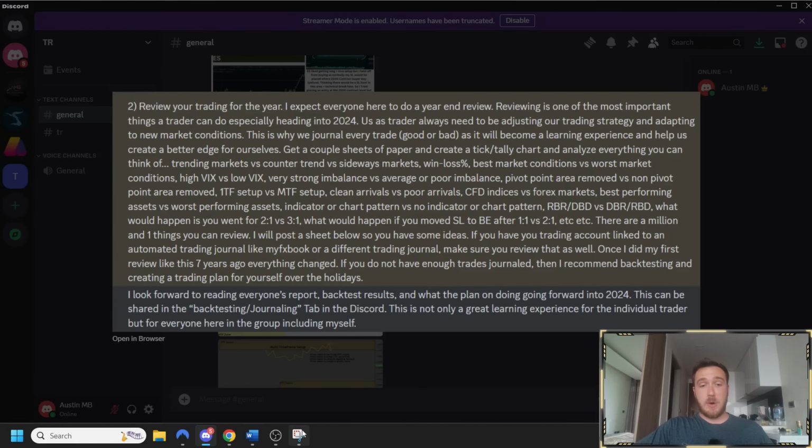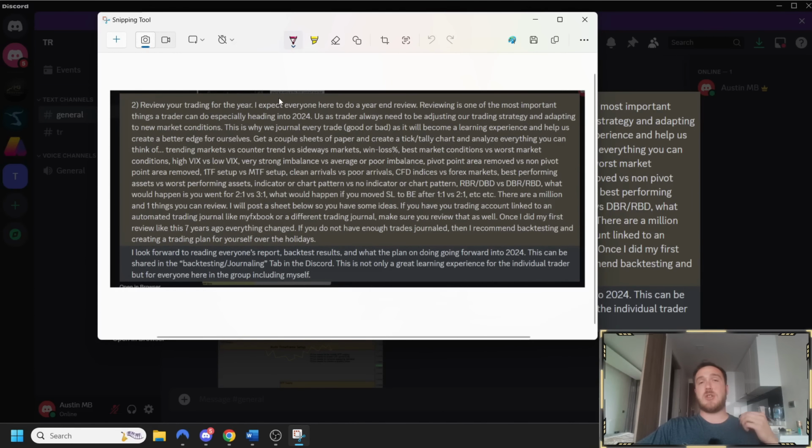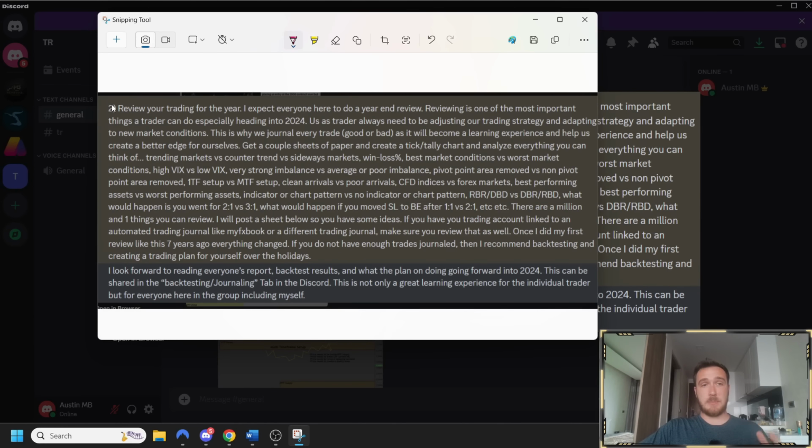So the other thing I wanted to quickly also touch on is reviewing. All right, it's important that we journal and review our trades. This is what separates a break-even trader versus a losing trader, okay? This is something I said to the private group when we're coming to the end of the year, and so this is what I say.